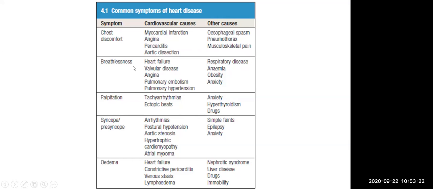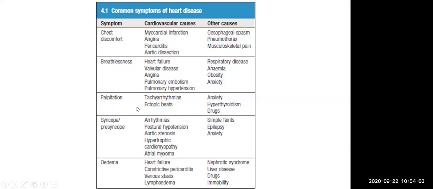Then the other symptom is breathlessness or dyspnoea. When you look at this, it mostly occurs because of heart failure, valvular disease, angina, pulmonary embolism, pulmonary hypertension, and the respiratory system. We will discuss in more detail what pulmonary hypertension and embolism mean, and how the breathlessness comes. Then other causes: respiratory disease, anemia, obesity, anxiety.